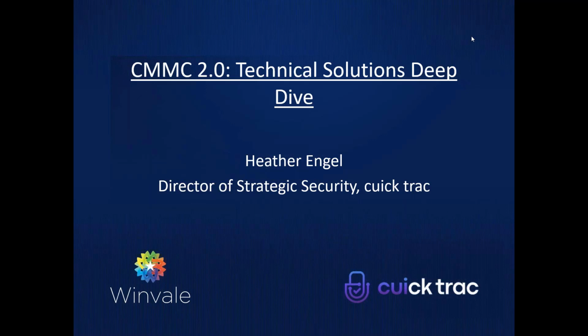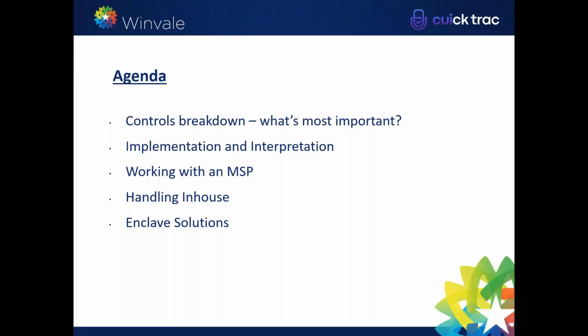But what we're going to focus on today are some of the questions that we get asked most frequently about implementation. How do I interpret this control? What's going to be the best solution for my organization when I'm handling controlled and classified information? So with that in mind, this is our agenda for today. First, we're going to talk about the controls and break down some of the most important controls and how do you identify the controls that are the most important for your organization. We'll talk about implementation and interpretation because they're two different things.